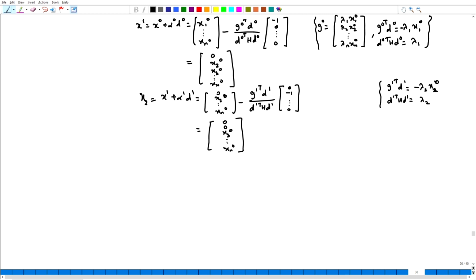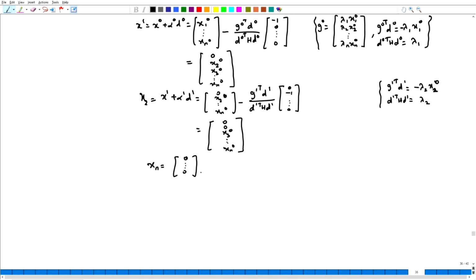Okay. So, what has happened at the end of second step? The first element of this vector is nullified to 0 and the second element has also been nullified to 0. Going as such, you can derive that at the nth step you will have all zeros. Okay. Verifying this is not a big issue.